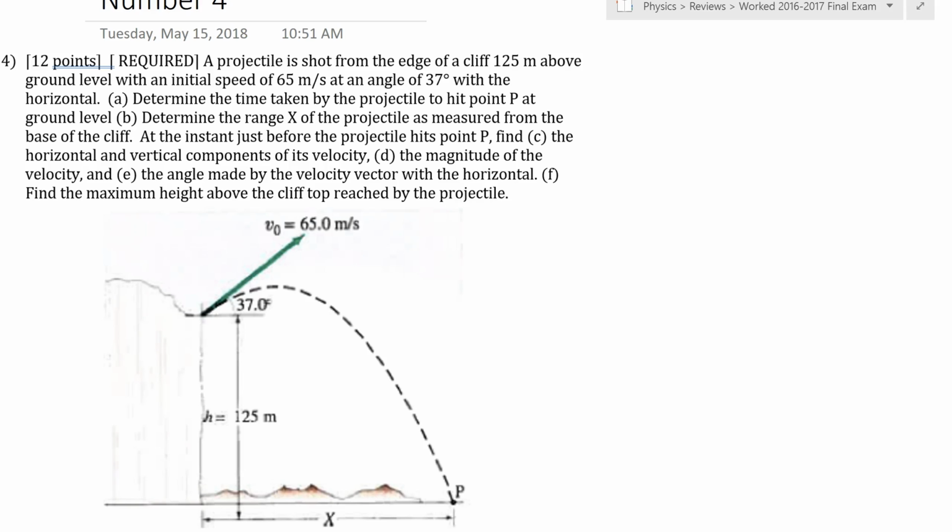Number 4 is a projectile motion problem where they give you the initial launch angle of 37 degrees. They give you the initial launch velocity is 65 meters per second. They tell you it's being launched from the top of a cliff that's 125 meters above the ground. We don't know the distance away from the cliff, x, that the projectile will land. And that's all the information that's given. Part A says determine the time taken by the projectile to hit point P, where it lands.